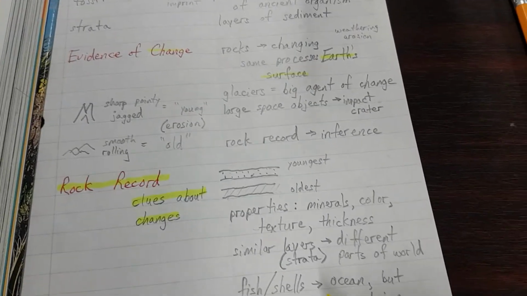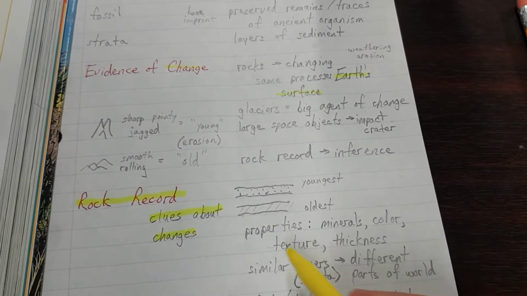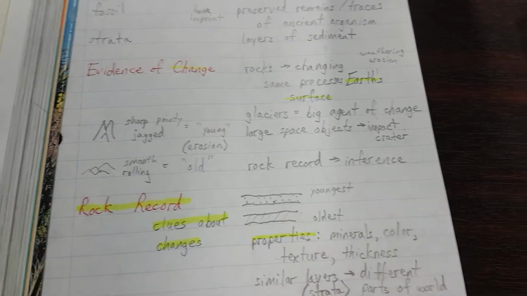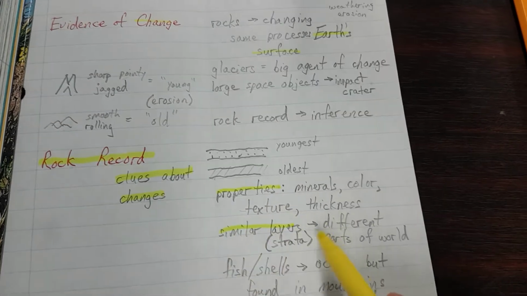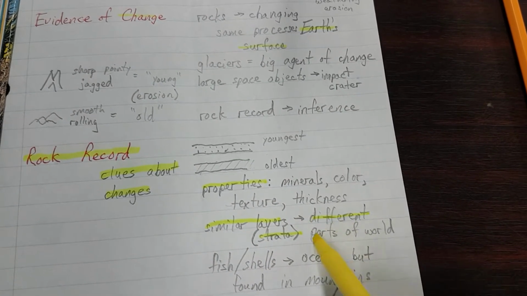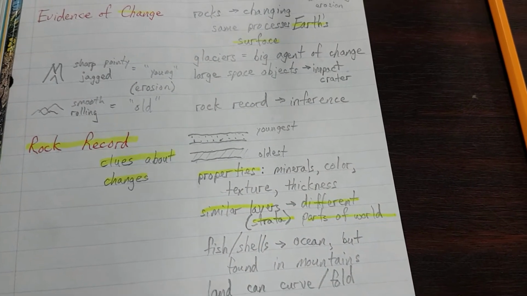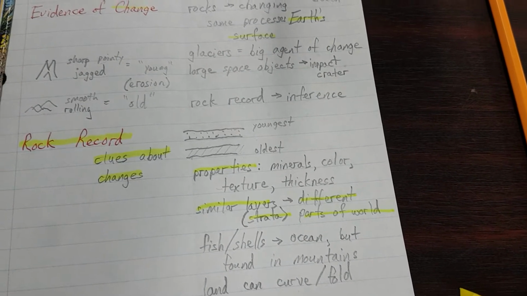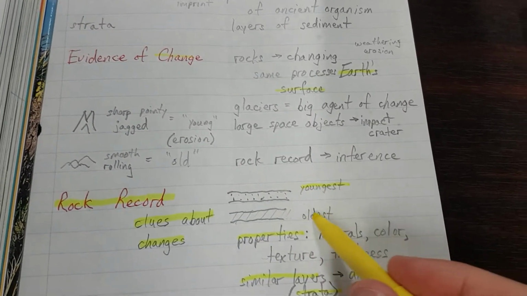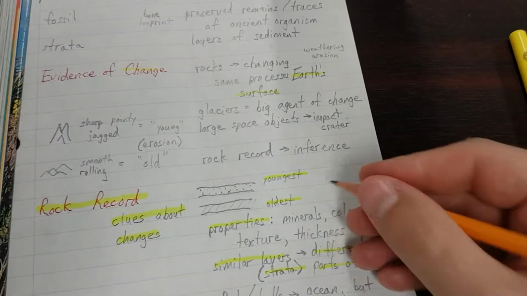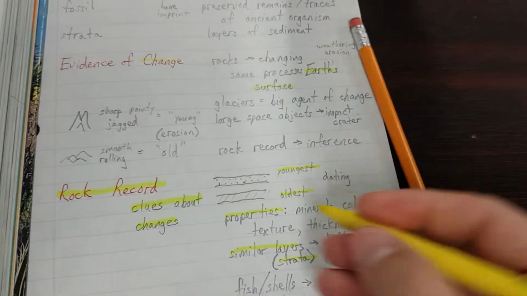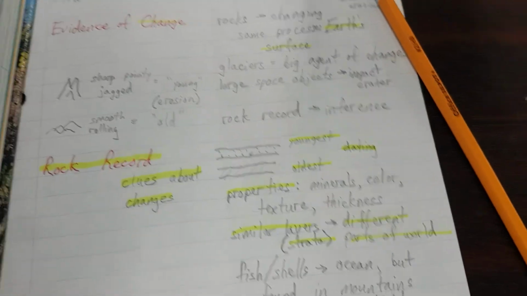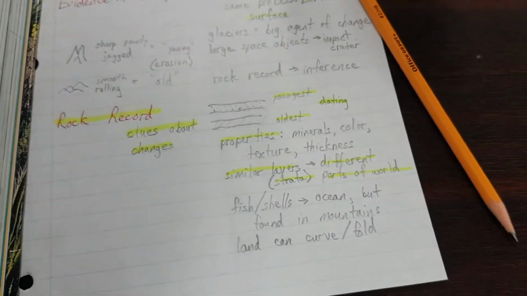For example, the properties of rocks help us understand that similar layers or strata are being found in different parts of the world. I think it's really important that the youngest is on top and the oldest is on bottom, because that helps us with dating. So let's put D-A-T-I-N-G. Highlight that. And then I'm going to use my red pen to put stars, because we're highlighting a lot here.